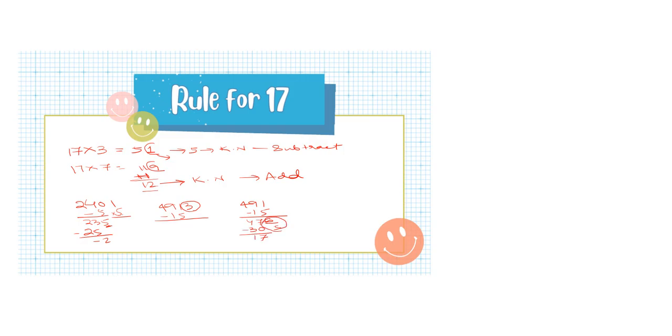You got my point? For 17, 5 is the key number to be subtracted. I could also take 12 as the key number, multiply and add. You can verify it by multiplying with 12 and adding it. It will also work. You can verify it on your own. You're getting my point, guys? So that is the rule for 17.